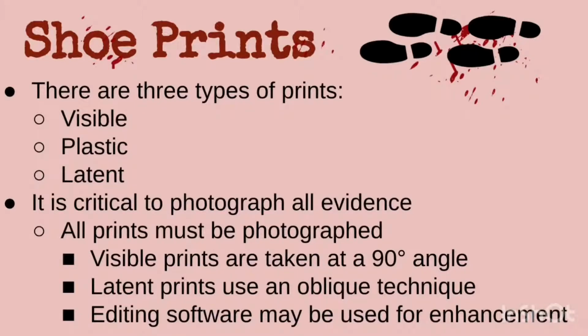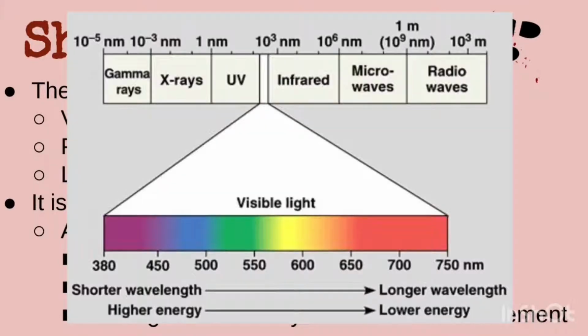For visible prints, the footprint must be photographed at a 90-degree angle. Latent prints are a bit different because we need to use the oblique technique, which involves using a forensic light source. This light displays different bands of wavelength or light, which helps to identify the small particles.